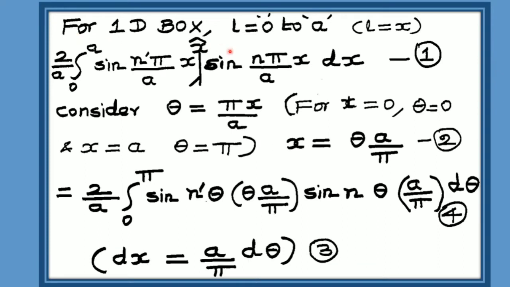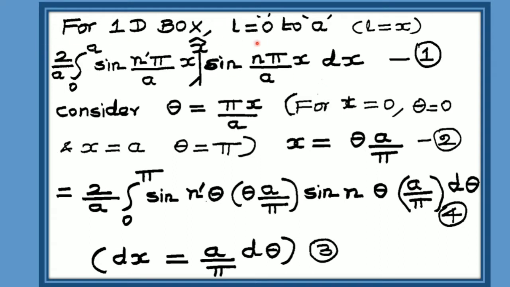For an electron in a one-dimensional box, the length of the box is equal to A, that is, the length varies from 0 to A. Here x is the position, so in the expression for the transition moment integral, psi n prime x cap psi n dx, the limit is 0 to A. Let us consider theta equal to pi x by A. Let us simplify this mathematical equation to evaluate the integral.